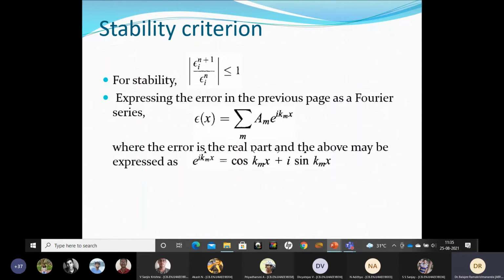So just remember e power i theta is cos theta plus i sin theta, and theta is expressed as k into x here, km into x. So m means there are so many terms there, 1 to infinity. We are taking only one term of that, a representative term m. Then that term can be expressed as e power i kmx is cos kmx plus i sin kmx, where theta is km into x.